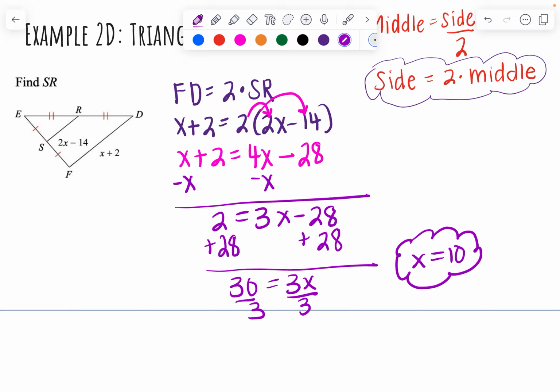If you want to check your work, plug x in to your expressions, and our middle should be half the length of our side. 2 times 10 is 20. Take away 14 is 6. And then 10 plus 2 is 12. So our middle is half of our side. We know we did it correctly.